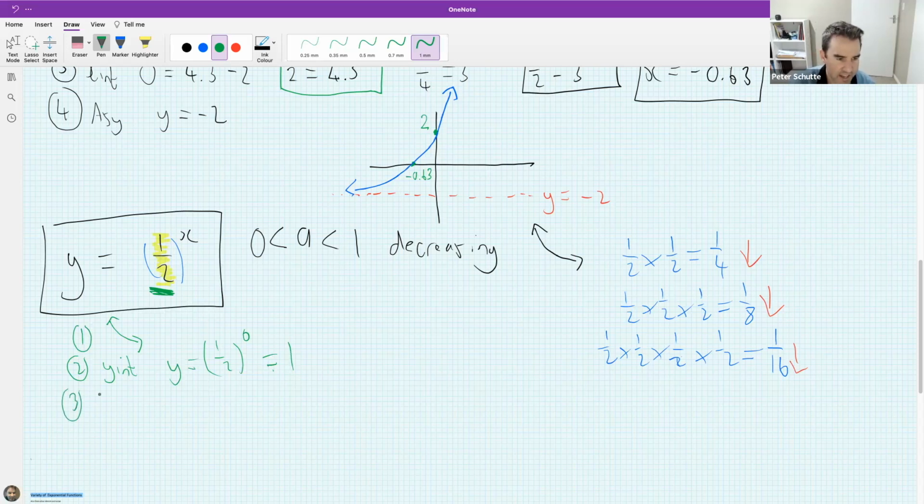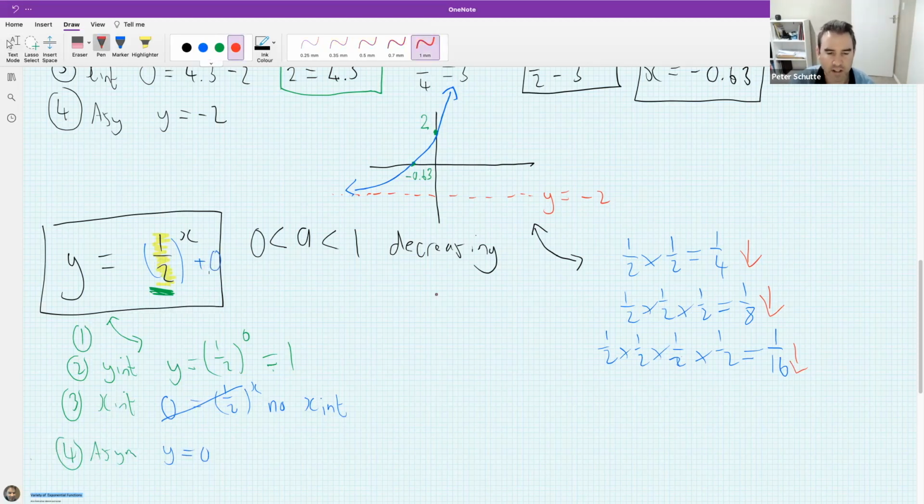Okay, what about the x-intercept? Well, in this scenario, I make y 0 for the x-intercept. And now the problem is I can't solve this equation. You cannot raise a half to a power and get 0. So there's no x-intercept. And my asymptote is just going to be the same as before. It's going to be y is equal to 0, because there's basically a 0 on the end here.